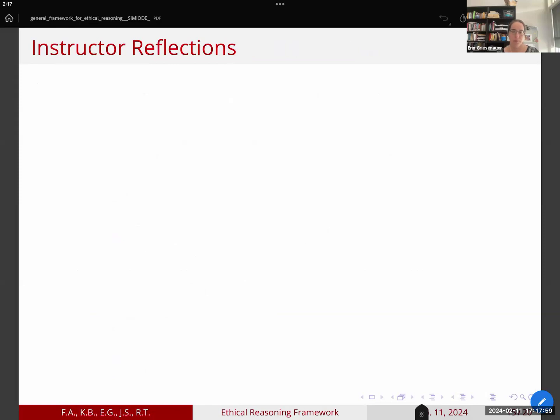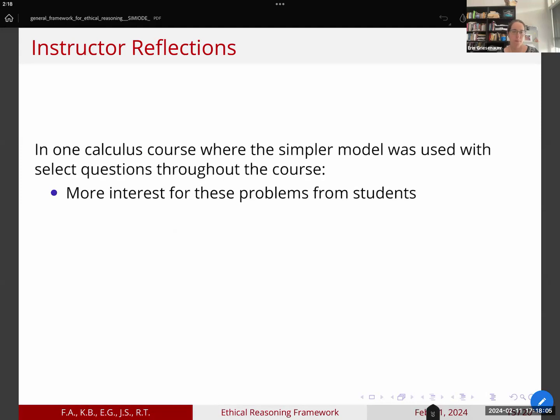We also have some thoughts from instructors who have used this framework, where we just use this simpler model, just throughout the course, adding this question of who would your decisions affect and how, and what are the assumptions and how reasonable are they? Throughout the course, students were more interested in the mathematical problems. Students engaged more with the problems that had an ethical component, although the problems that had an ethical component also had more real life context. So it's not clear if it's ethical reasoning or just being applied that drove student interest.